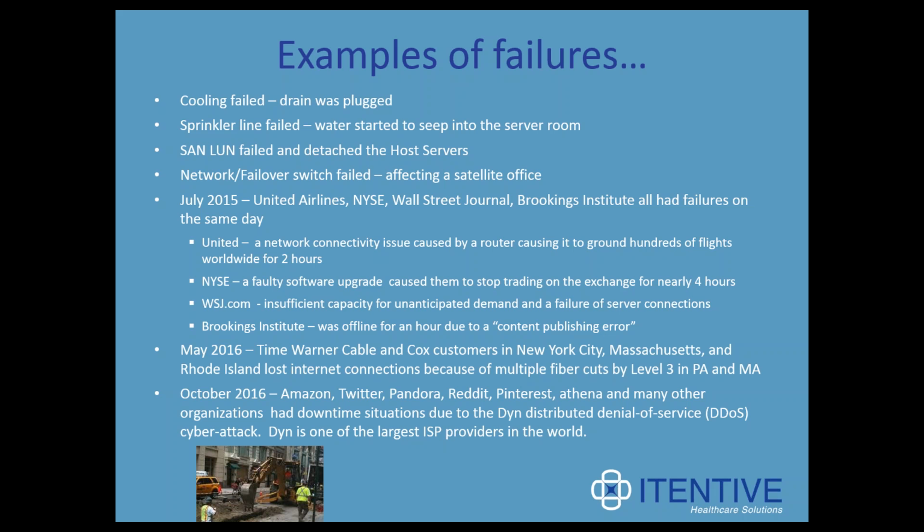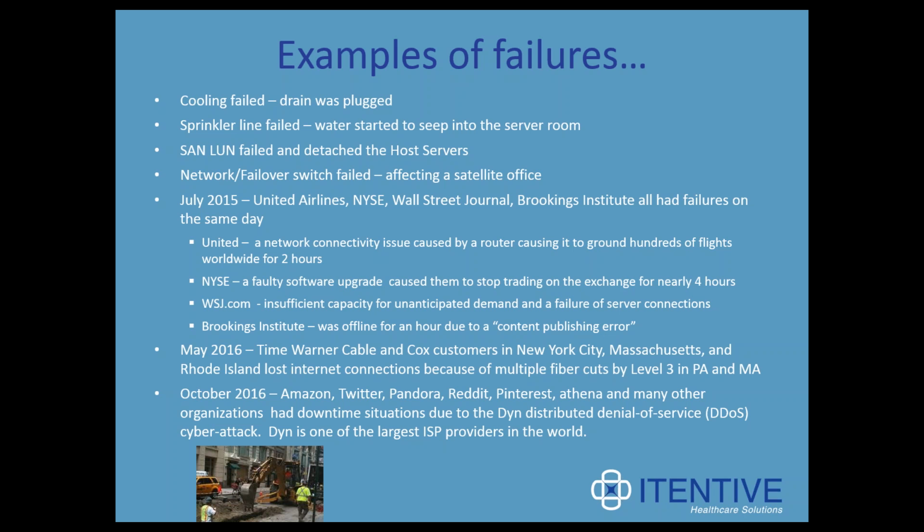This is a slide that just kind of reminds us of what examples of failures and downtime situations can be caused by. I won't go into each one of them, but I will focus your attention on a couple of them. The second bullet says sprinkler line failed. We don't have sprinkler lines in computer rooms, but in this particular case, the sprinkler line outside of the computer room failed and water started to seep into the server room. So the organization had to shut down the server room, and when they shut it down, the satellite locations lost access to the host site, and they lost connection.